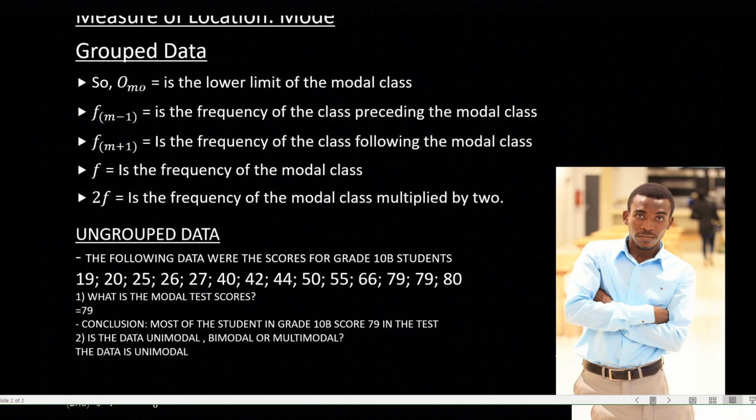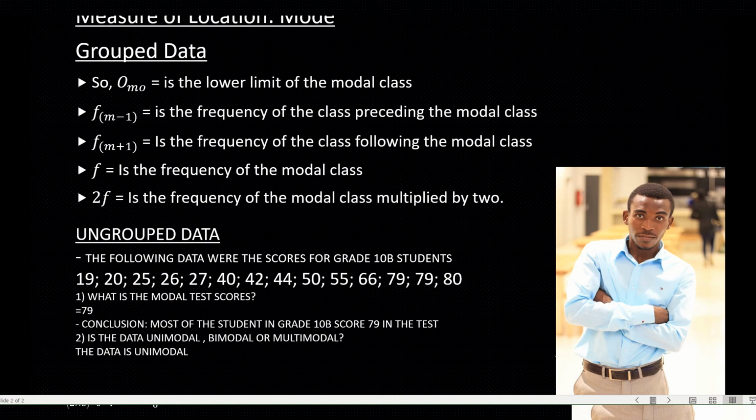Then the first question they ask is: what is the modal test score for grade 10B students? We just look at the data given and pick the number that appears most. That will be 79 because it appears twice. There is no other number that appears twice, it's only 79. So our modal number is 79, and we can conclude that most of the students in grade 10B score 79 in the test.